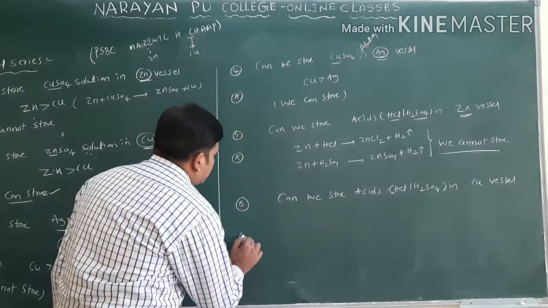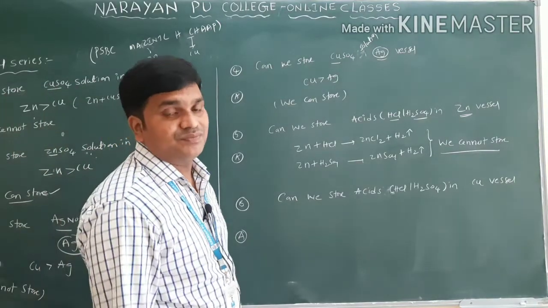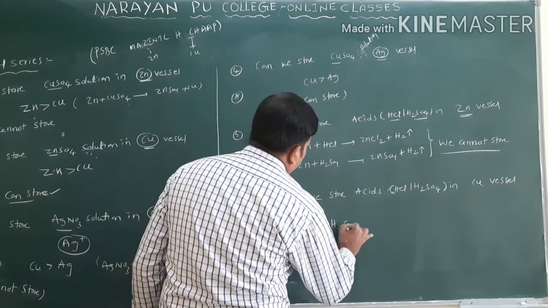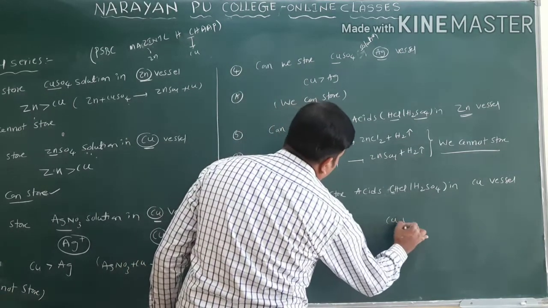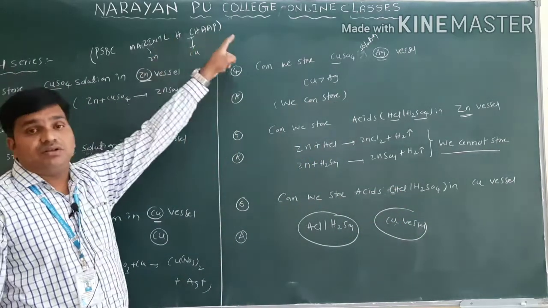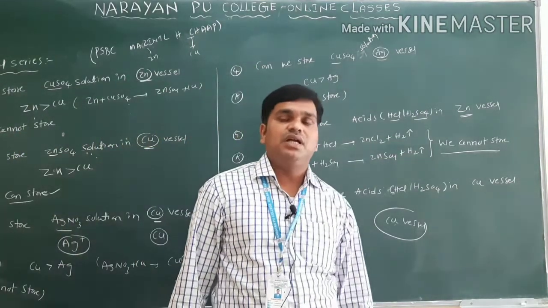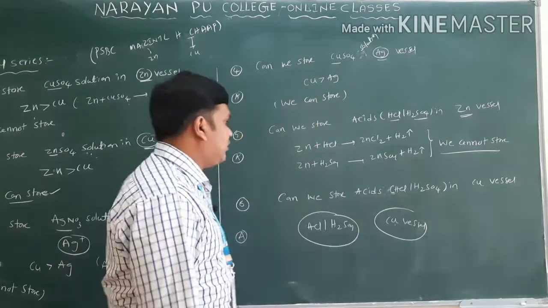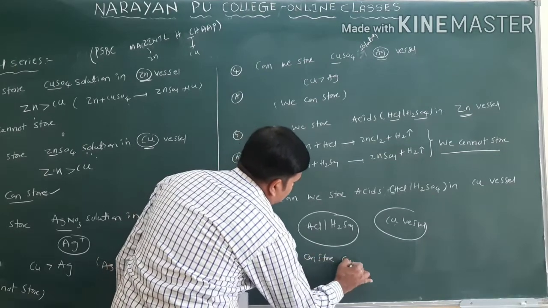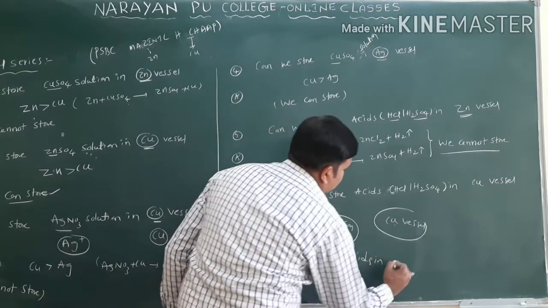Come to the sixth question. Can we store acids HCl or H2SO4 in a copper vessel? What are the acids we have? HCl or H2SO4 is there. What is the vessel we have? Copper vessel is there. So copper is present after hydrogen. Before hydrogen means they displace hydrogen from the dilute acid. After hydrogen, there is no displacement of hydrogen. So what can you say? We can store acids in a copper vessel.